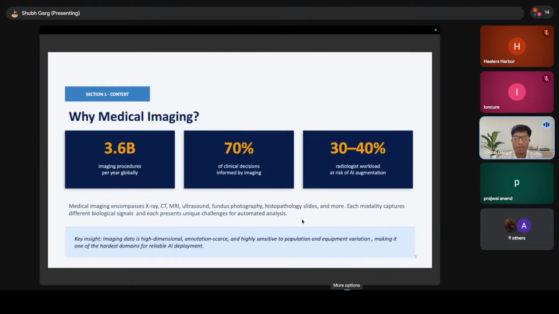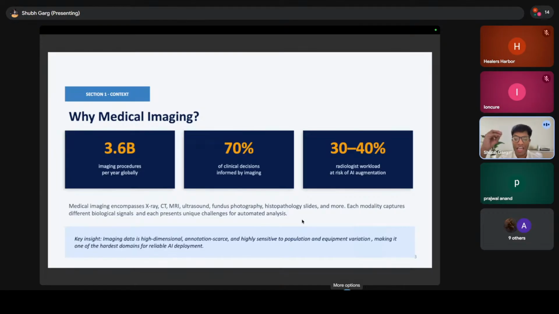Okay, so I just want to ask everybody over here, why medical imaging? Why is this the domain that I've chosen to focus on? As we know, it's the scale of the problem. Firstly, there are about 3.6 billion medical imaging procedures performed every year globally. X-rays, CT scans, MRIs, ultrasound, fundus photographs, histopathology slides, and the volume is staggering. And about 70% of all clinical decisions are directly informed by imaging data.